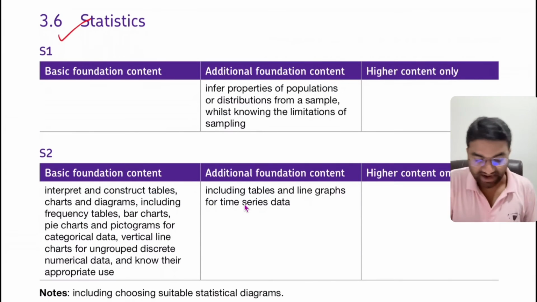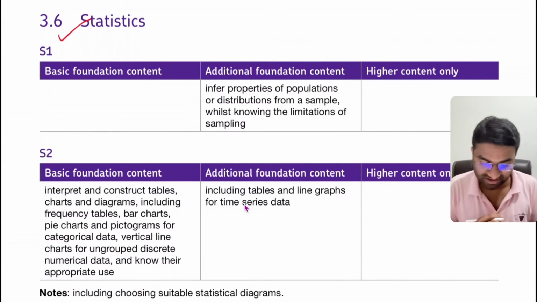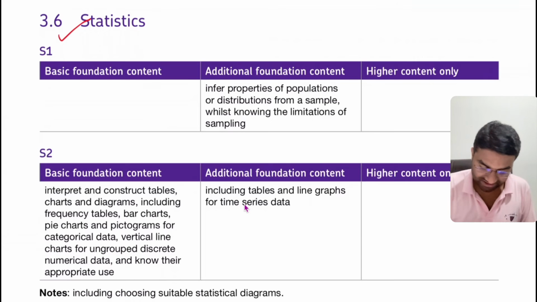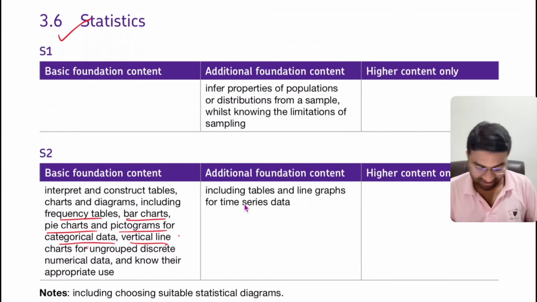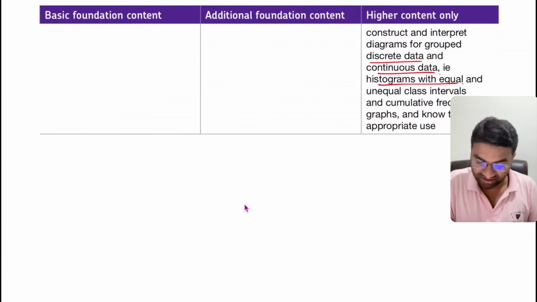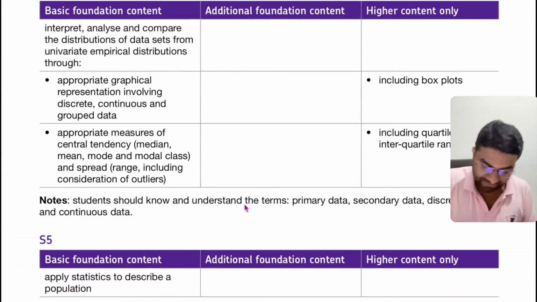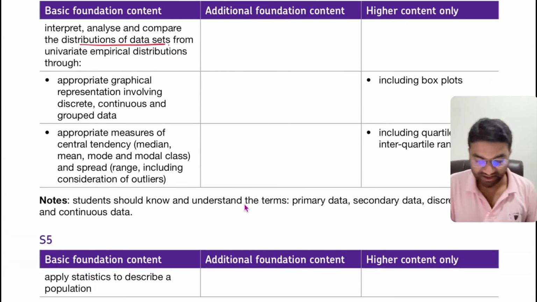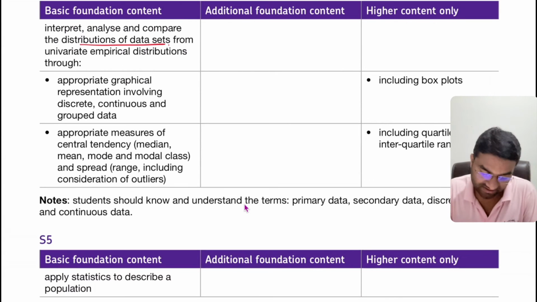Then we have statistics. For statistics we have to understand the frequency table, bar chart, pie chart, and pictograms. Then categorical data, vertical line charts. Next we have discrete data, continuous data, and histograms. Then next we have distributions of data sets.